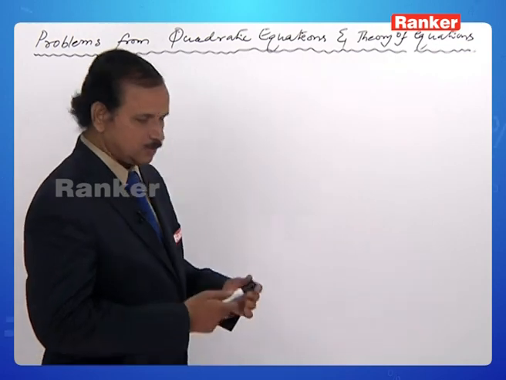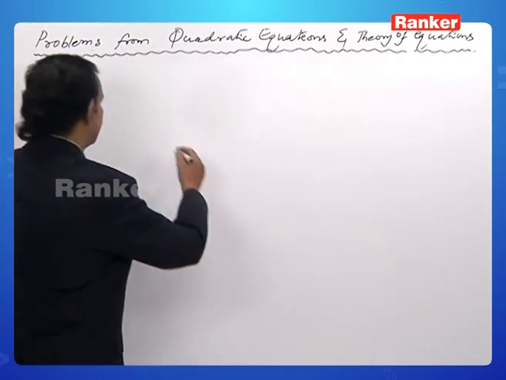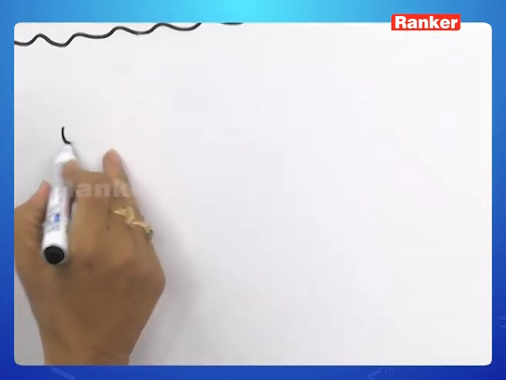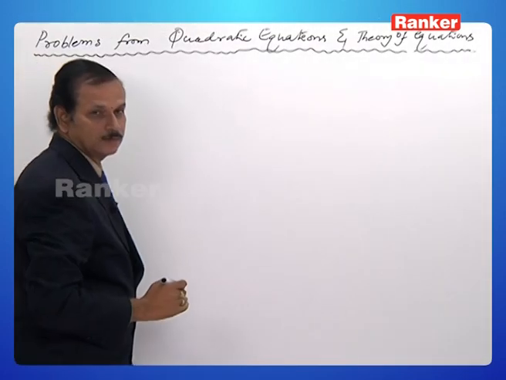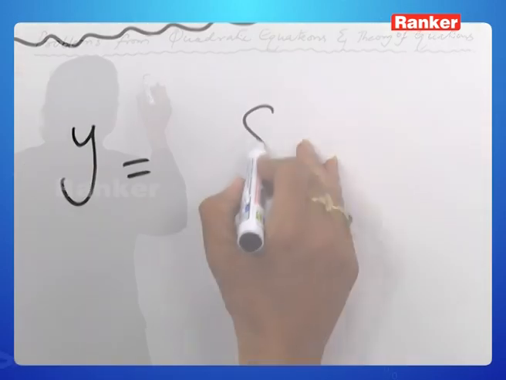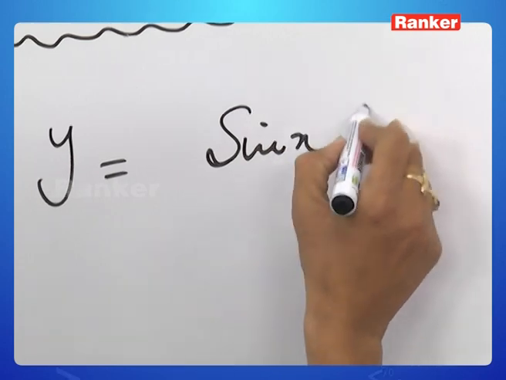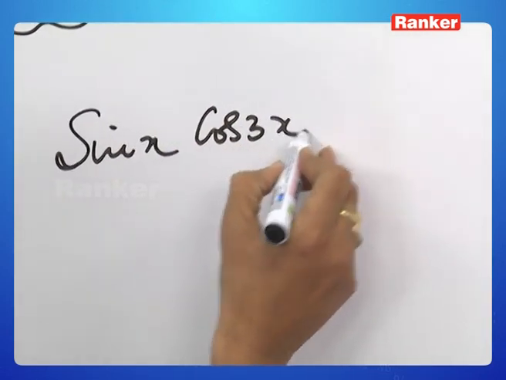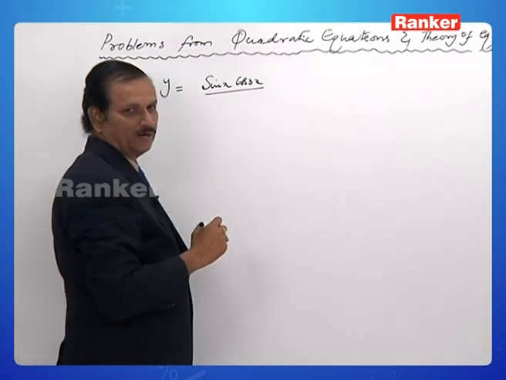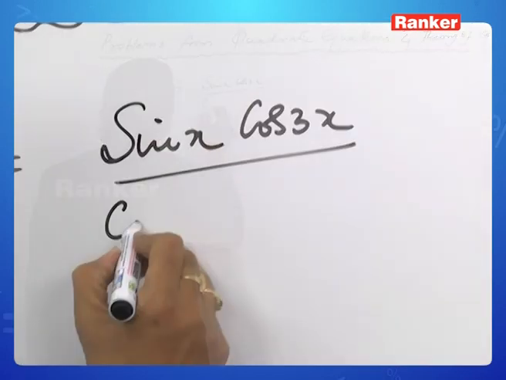Let us see what is the given expression. Y is equal to sin x into cos 3x by cos x into sin 3x.